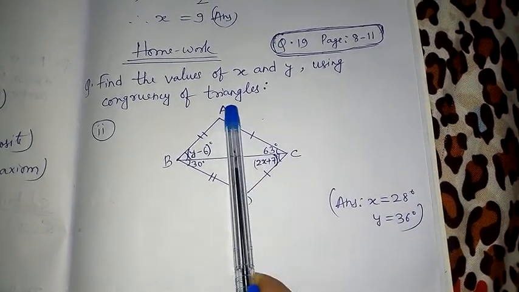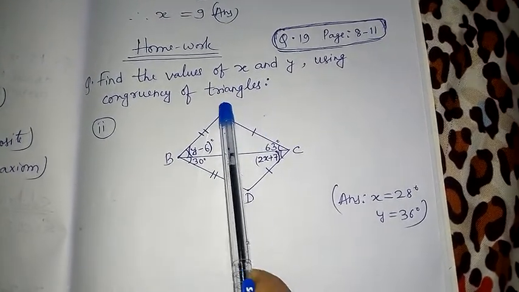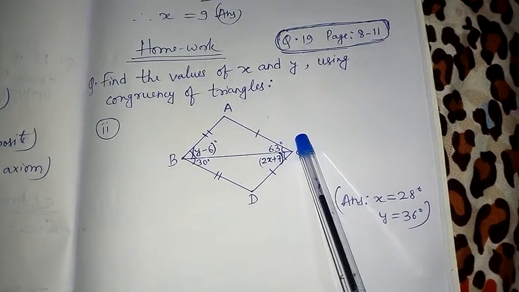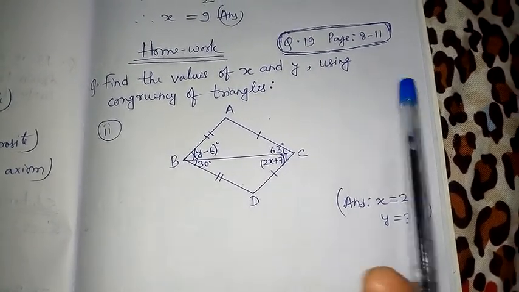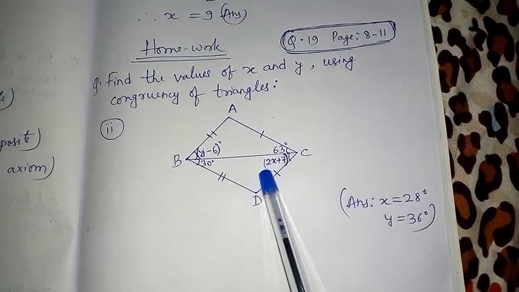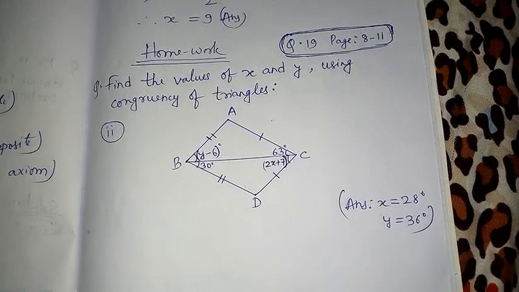Very easy to prove. It is given here AB is equal to BD, you write that, and it is given AC equal to DC, and BC is common side. So when three things are equal, it is congruent. After proving congruent, you can write these two angles are equal, these two angles are equal, and then you can prove.